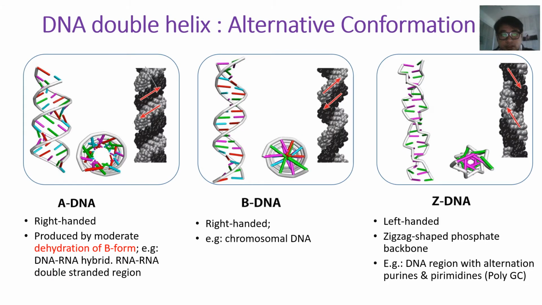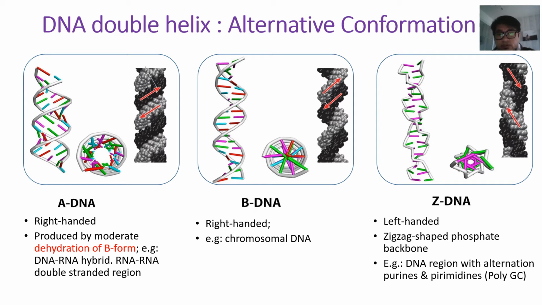All right. Another important thing about the DNA double helix is its conformation. They have three alternative conformations. The first one is A-DNA. A-DNA is a right-handed conformation, and it's produced by the moderate dehydration of the B form. So it's actually from the B form, and because of dehydration it becomes A-DNA. For example, the DNA-RNA hybrid, and the RNA double-stranded region, and so on and so forth.